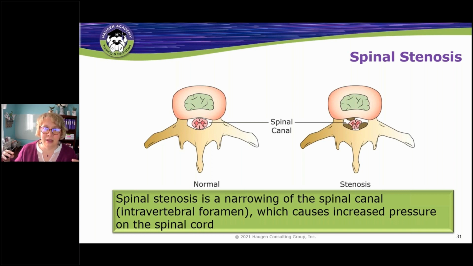And it's really important for us to understand what these different conditions are, but then also make sure that we are applying the excludes one notes in CM. That's why they're there, to help us figure out what we should and should not be coding together. So spinal stenosis is a narrowing of the spinal canal.